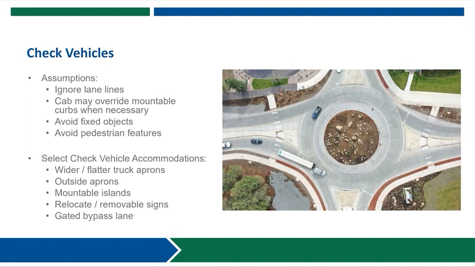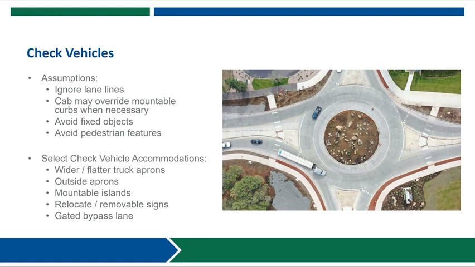When evaluating the swept paths of check vehicles, we're going to make some slightly different assumptions than we would for design vehicle. We're primarily interested in, can that larger check vehicle make it through the intersection, not whether they are able to be accommodated within their travel lane throughout the path. As a result, we're going to assume that those larger OSOW type check vehicles are going to use both lanes, use the full width of the roadway if there's more than one lane through the roundabout.